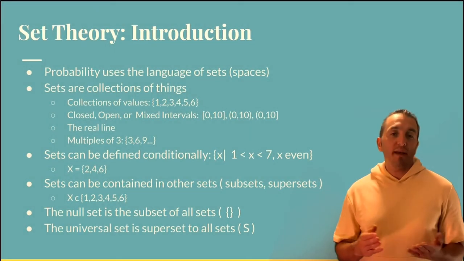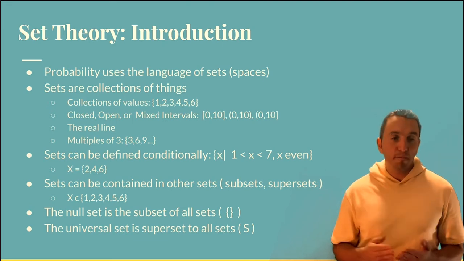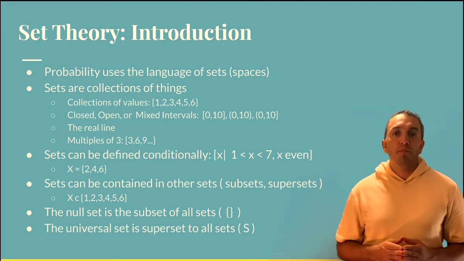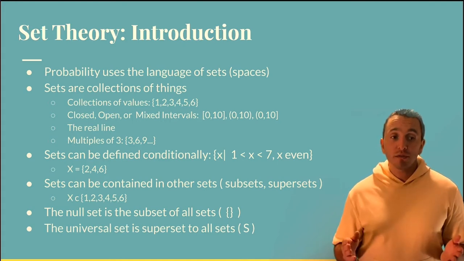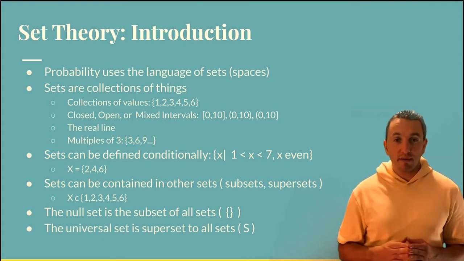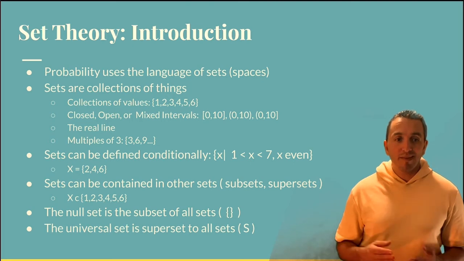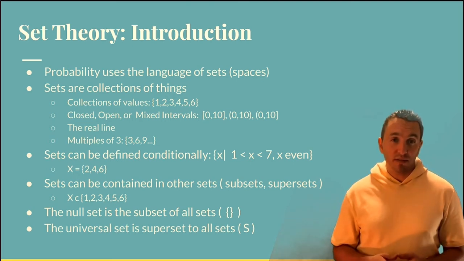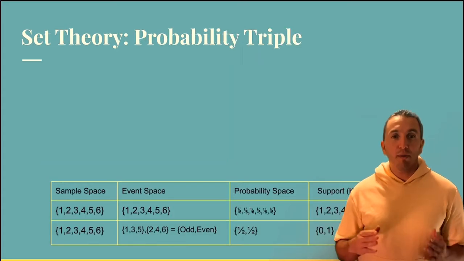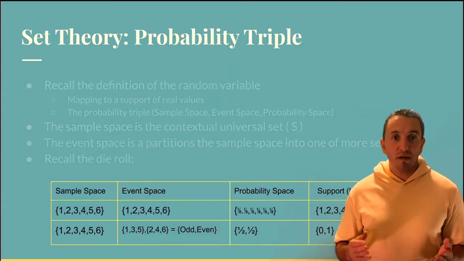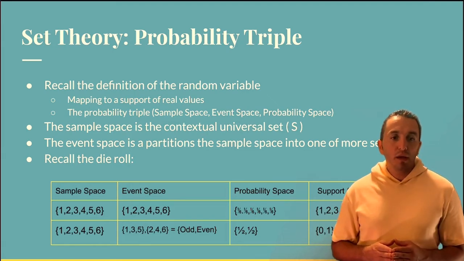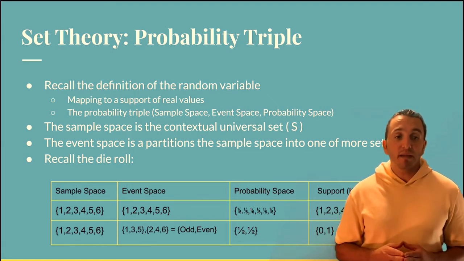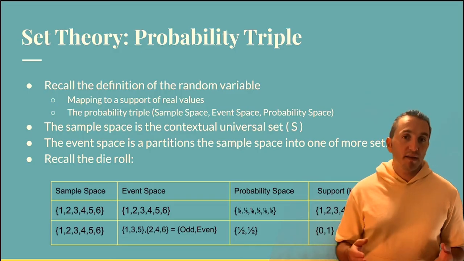We want to relate set theory to probability theory, of course, right? So if you remember the probability triple, we can see immediately that the universal set in set theory, in the context of a random variable, is the sample space, right? So it's the set of all sets. It's everything, all the possible outcomes of the random variable. We want to then think of the event space as a partition into that sample space.